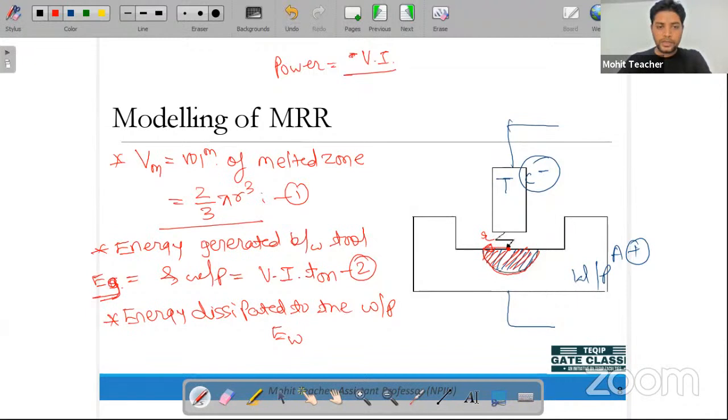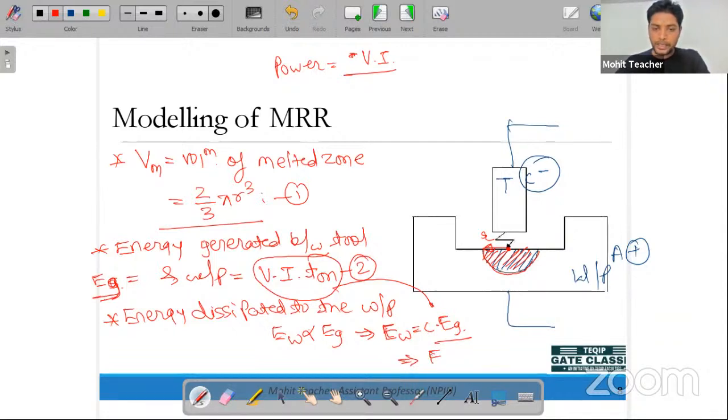And this will be equal to EW, that is the energy dissipated at the workpiece, which will be proportional to EG. Now we cannot say whether 100% transfer is there or less. Obviously it is less, but we don't know how much, so we write it as C, a constant, into EG. Now I can place the value of EG over here, so that implies EW will be equal to C into V into I into T on.